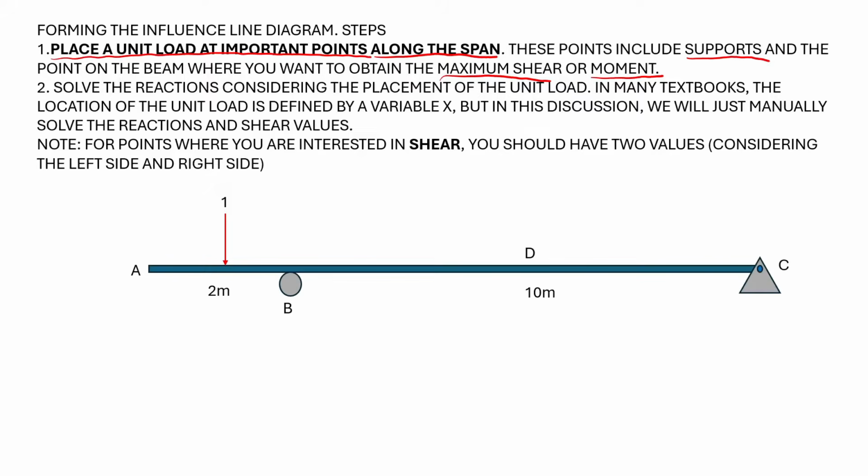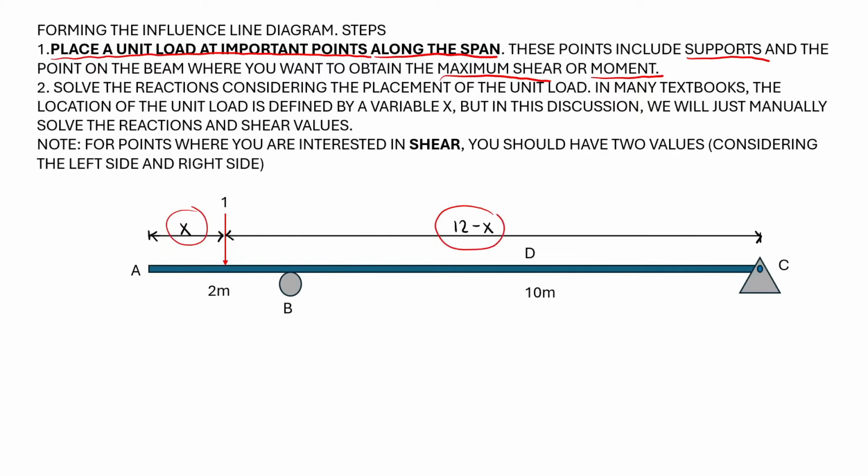Now in many books, the location of the unit load is defined by a variable x. So let's say this is an arbitrary point of the unit load. We have x, and then this is 12 minus x. However, in this discussion, we'll just manually solve the reactions and shear values for the purpose of better understanding the lesson. Now just some reminder, for points where you are interested in shear, you should have two values, because we need to consider the left side and the right side.